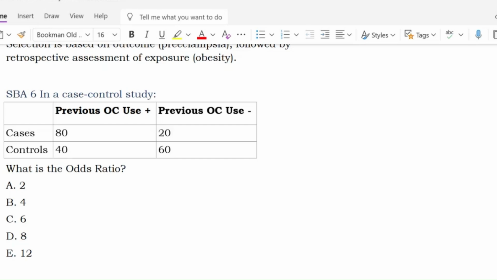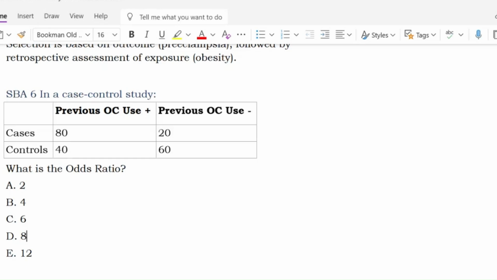This is disease divided by control. So the table has been flipped, sir. Yeah, even if you put outcome here, the calculation will always remain the same. Even if you put the cases up and previous OC use, it will have the same thing.